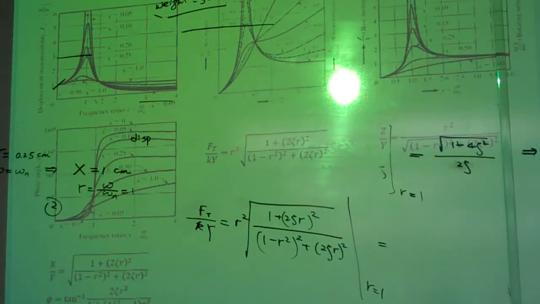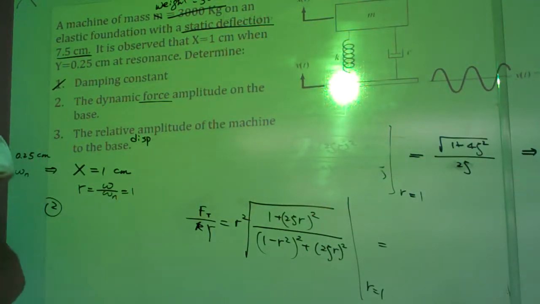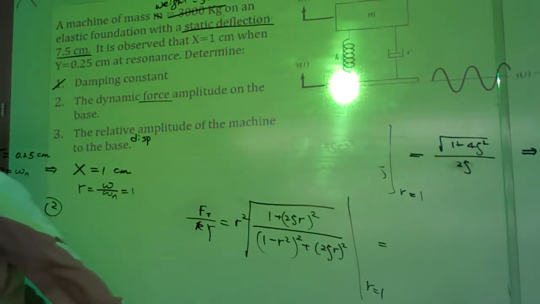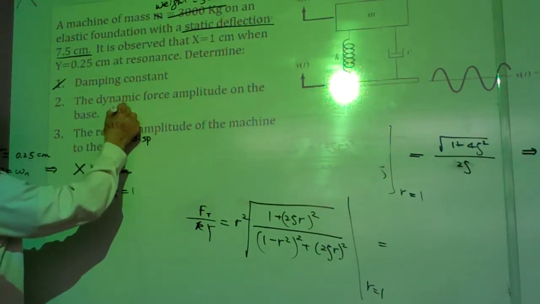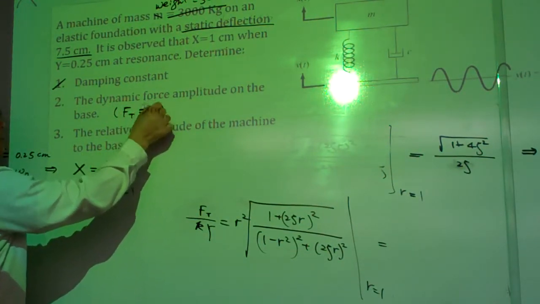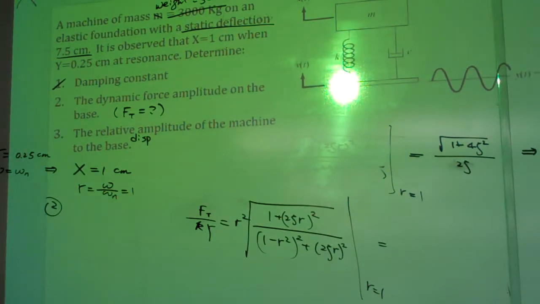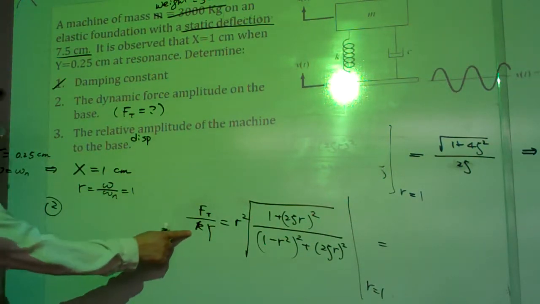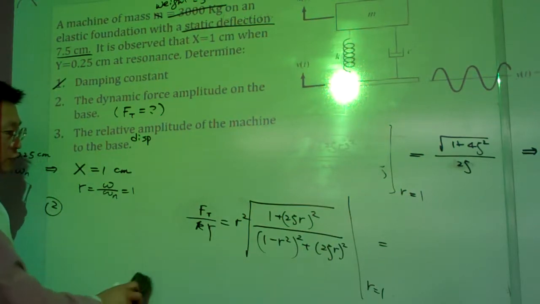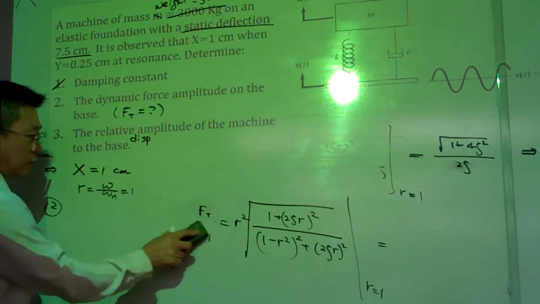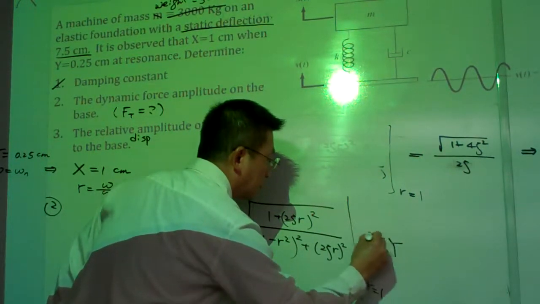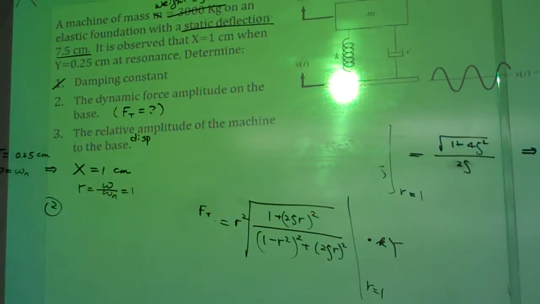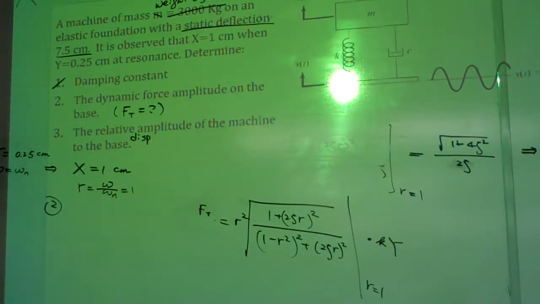Okay, so we'll look at our problem statement. So we're going to find the force and the transmitted force on the base. So basically for this question we're going to find what is Ft. So by looking at this information, basically you can see the Ft should be equal to the whole term multiplied with kY. Okay? So we simply plug in the information.